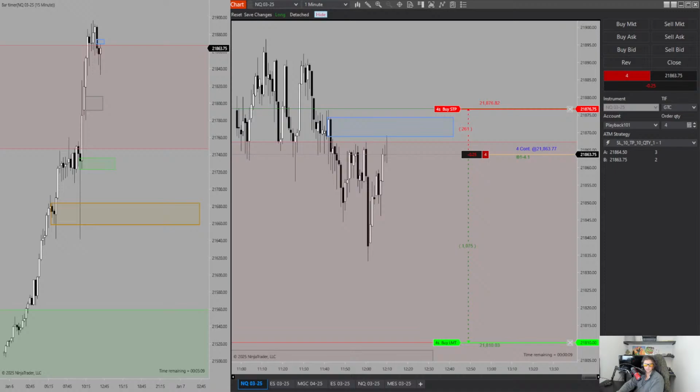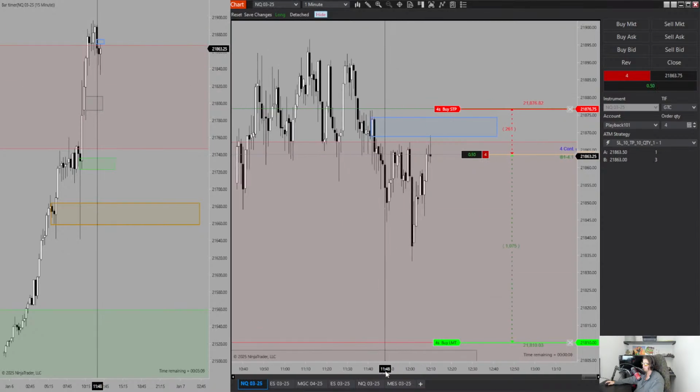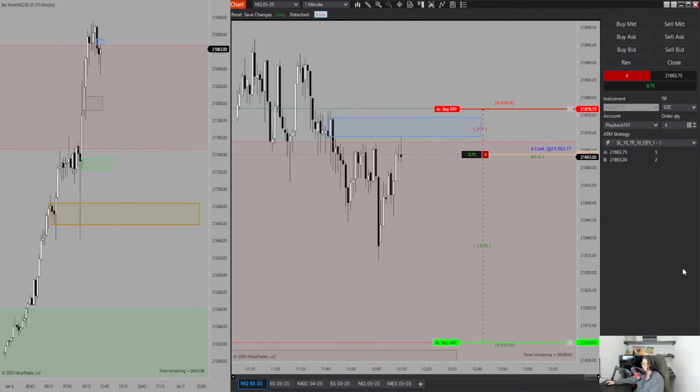It's been 2 hours since we took a trade. Short entry market, 4 contracts, 21,863.75. Expected exit 21,810. Original stop 21,876.75. Alright, let's just see how this works out. I'm gonna call this my last one and hit the hay.